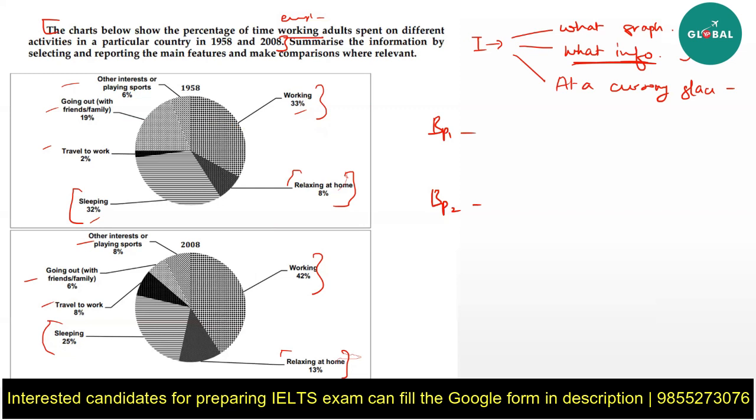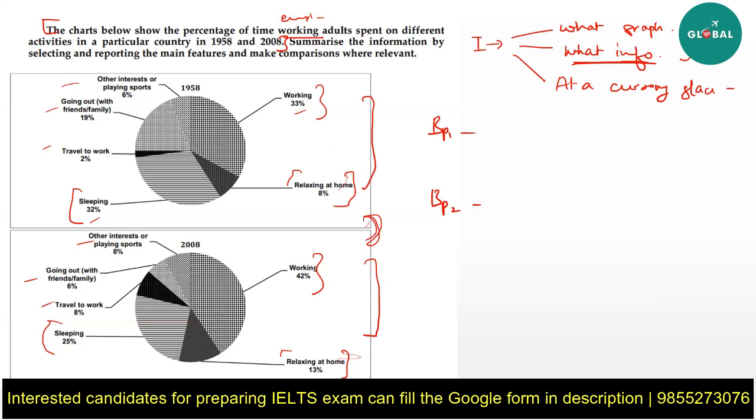Or you can invest one whole paragraph on just describing what happened in 1958 and then another paragraph on describing what happened in 2008. But if you're going with this approach, you have to make sure that when you're describing information from 2008, you're making as many comparisons and pointing out as many similarities between these two years as possible.